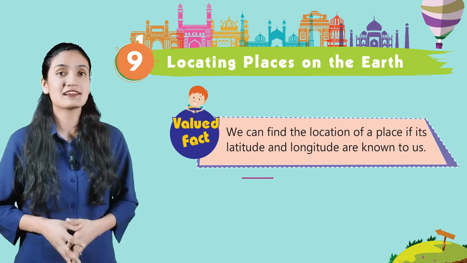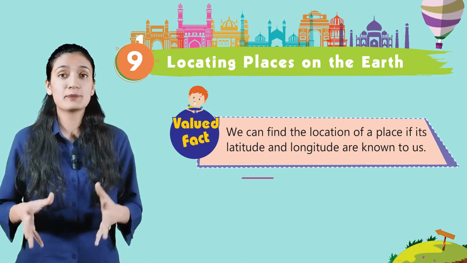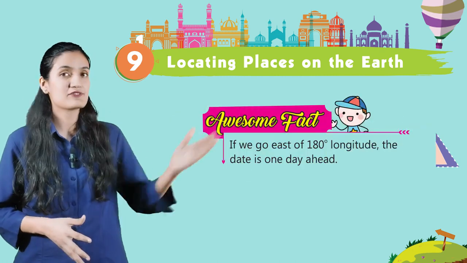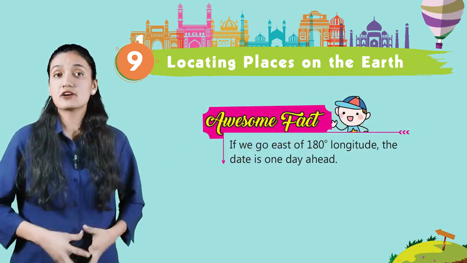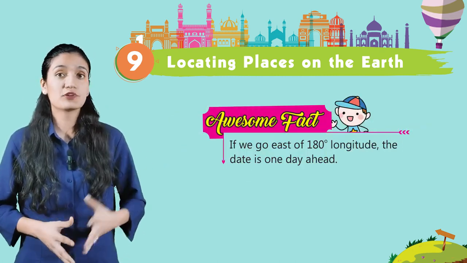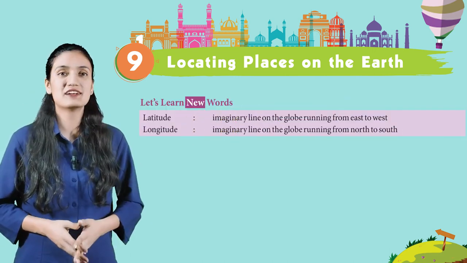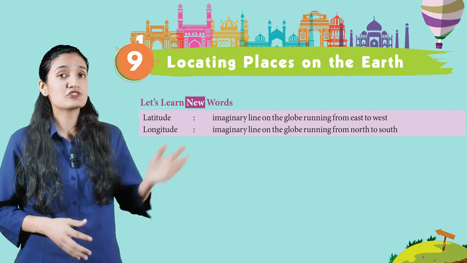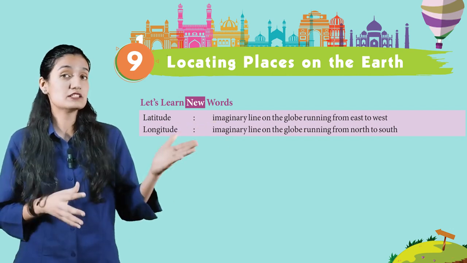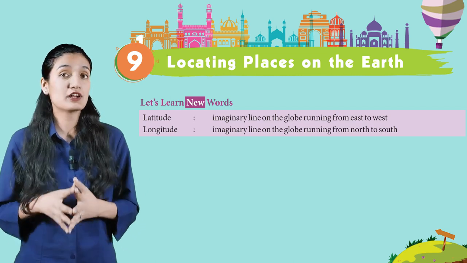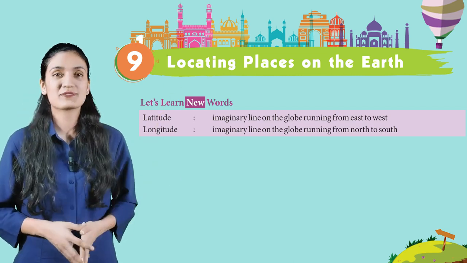Valued fact. We can find the location of a place if its latitude and longitude are known to us. Awesome fact. If we go east of 180 degree longitude, the date is 1 day ahead. Now, let's learn new words. Latitude, imaginary line on the globe running from east to west. Longitude, imaginary line on the globe running from north to south.